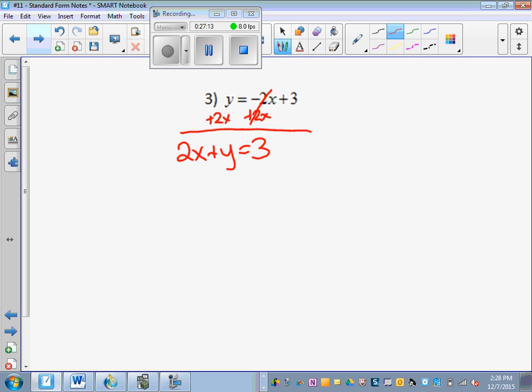Is my leading coefficient positive? Yeah. Do I have fractions? No. Do I have decimals? No. Is this my answer? Yeah. Isn't this nice? I like Louise's answer better.